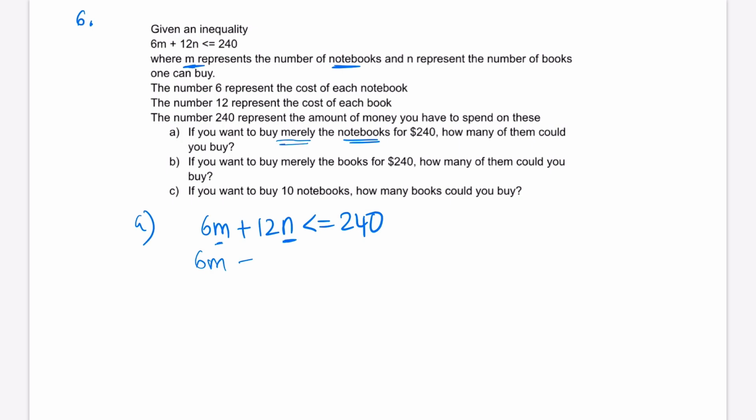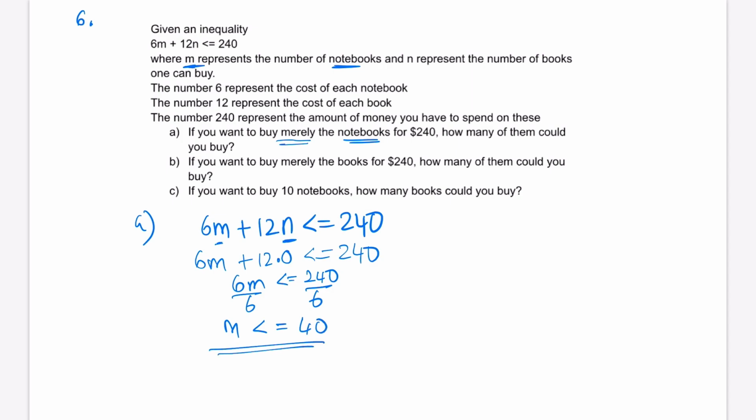So it's 6m plus 12 times 0 is less than or equal to 240. Alright, so 12 times 0 is 0, 0 plus 6m becomes 6m is less than or equal to 240. Divide both sides by 6, you are left with m is less than or equal to 40. So you can buy up to 40 notebooks with $240 if you are going to buy merely the notebooks. Okay, let's go to the next problem. So the answer for this is m is less than or equal to 40. You can buy up to 40 notebooks.